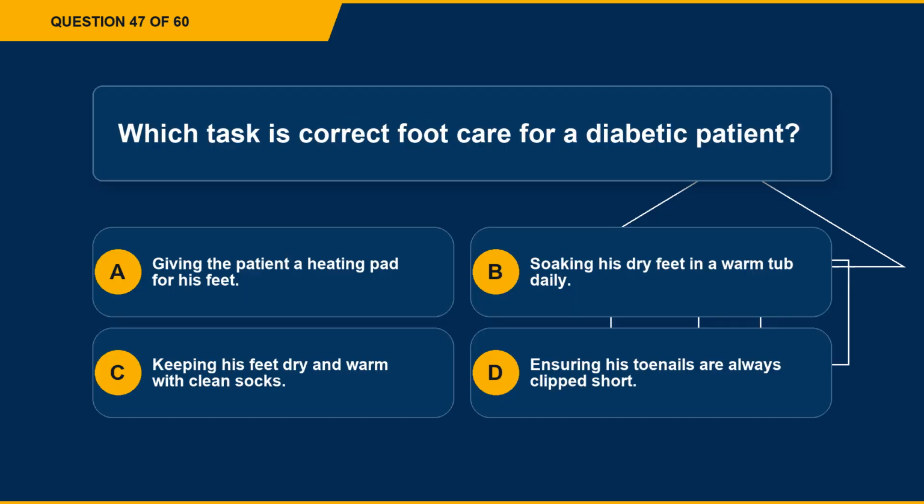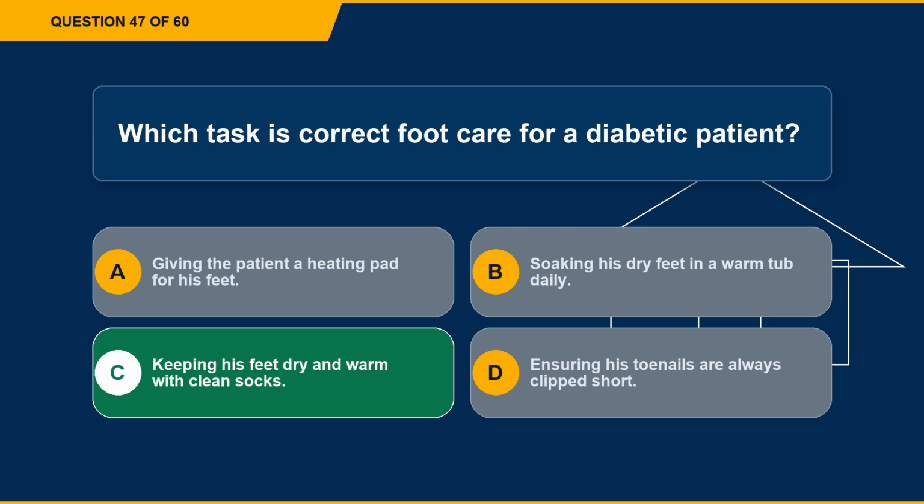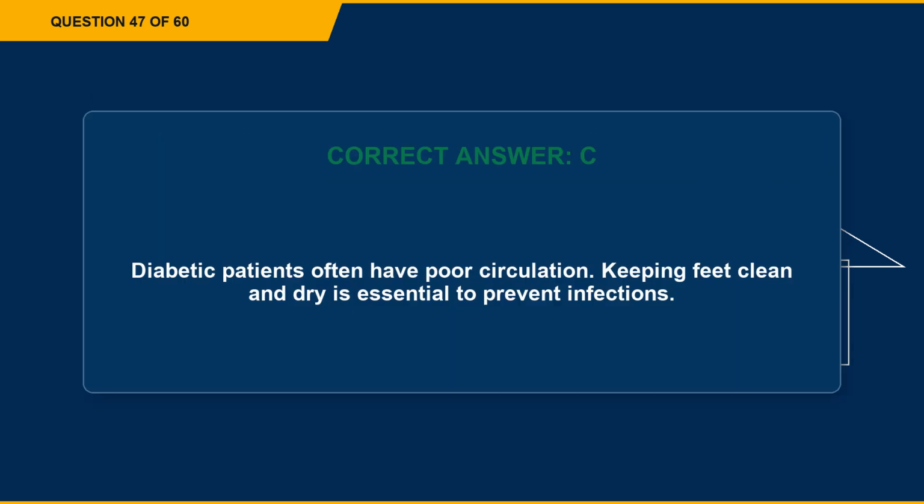Question 47. Which task is correct foot care for a diabetic patient? Option A, giving the patient a heating pad for his feet. Option B, soaking his dry feet in a warm tub daily. Option C, keeping his feet dry and warm with clean socks. Option D, ensuring his toenails are always clipped short. The correct answer is option C, keeping his feet dry and warm with clean socks. Explanation. Diabetic patients often have poor circulation. Keeping feet clean and dry is essential to prevent infections.